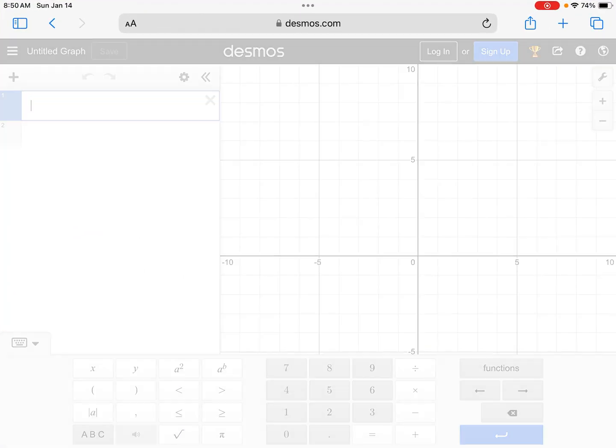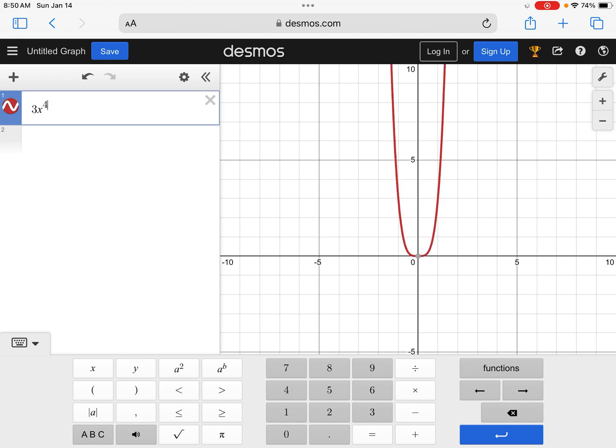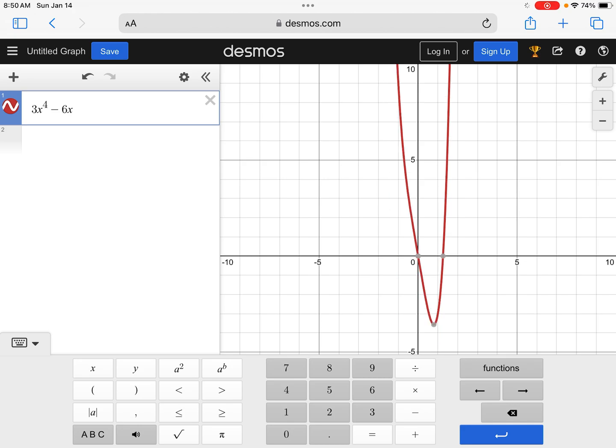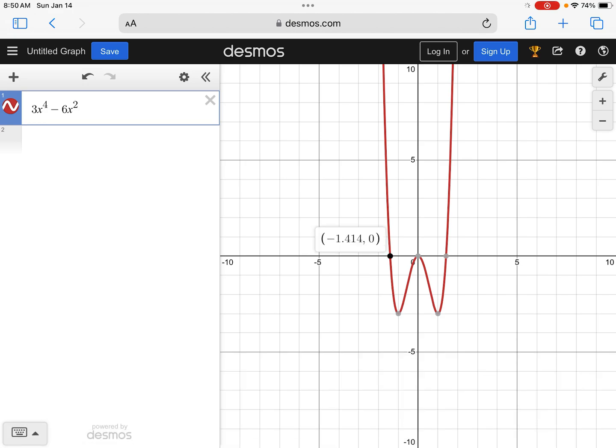A great place to check your work is to go to your Desmos graphing calculator, just to make sure that you are on the right track as you're practicing these. As you can see, if you look down here, we have negative 1.4, positive 1.4. We had minimum points of negative 1, negative 3, and 1, negative 3. And 0, 0, obviously.